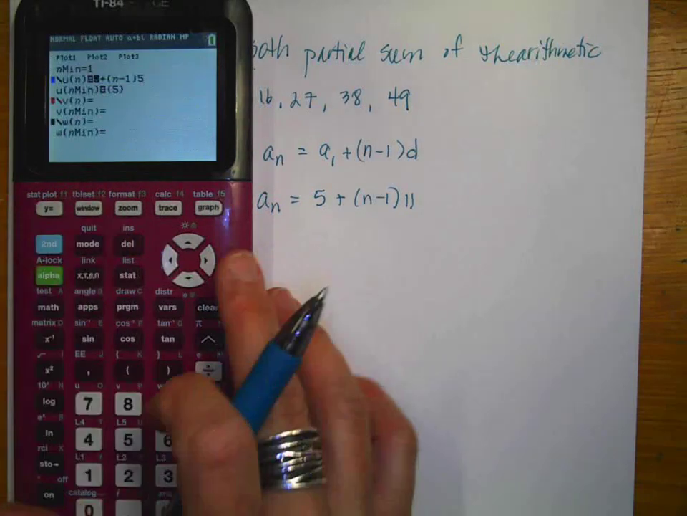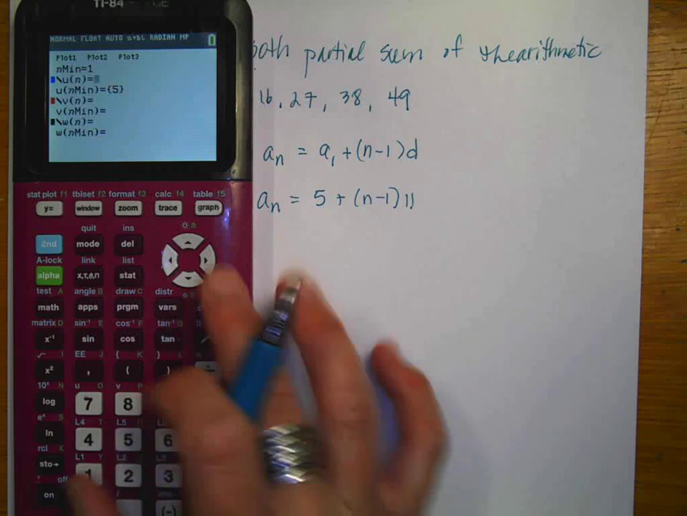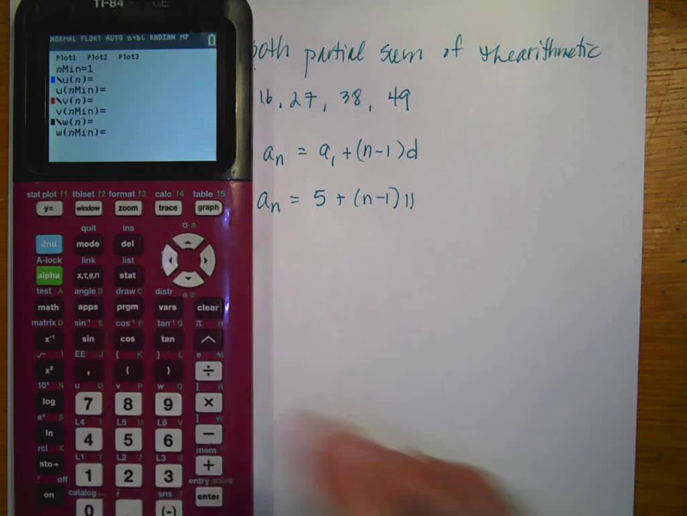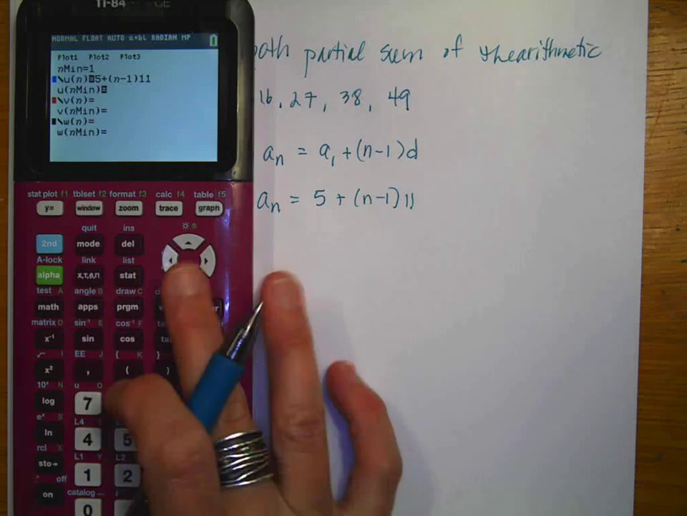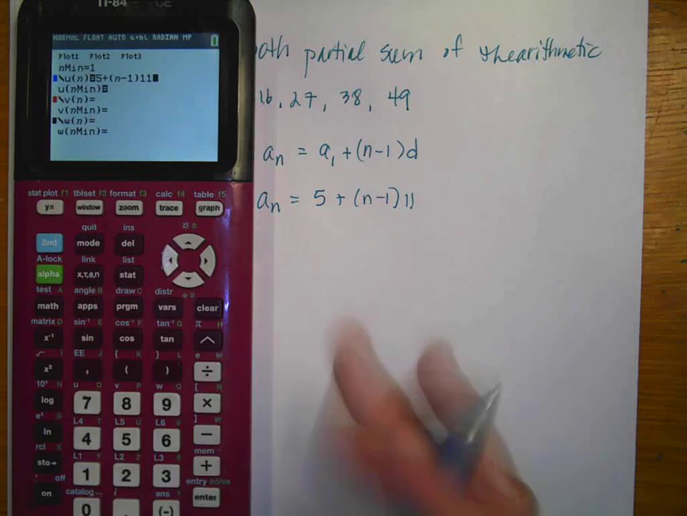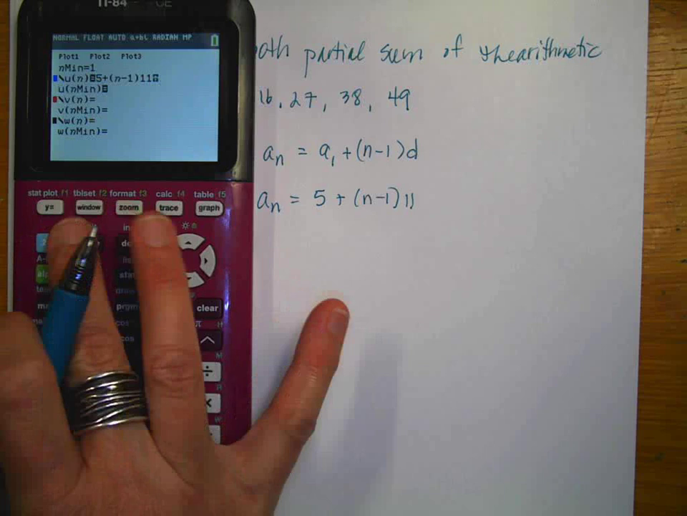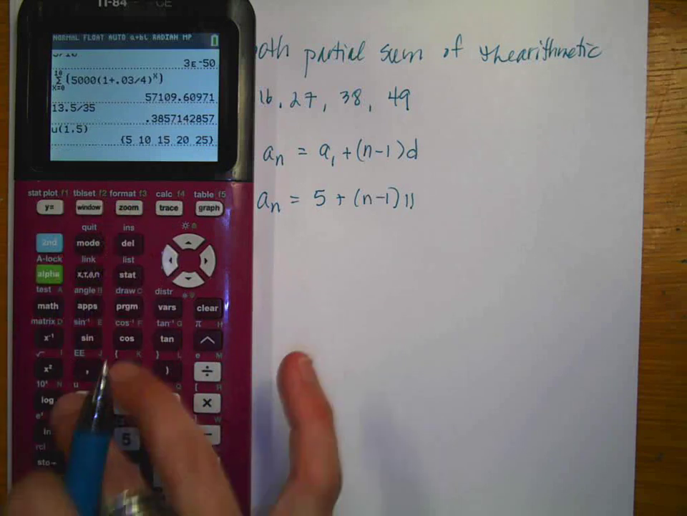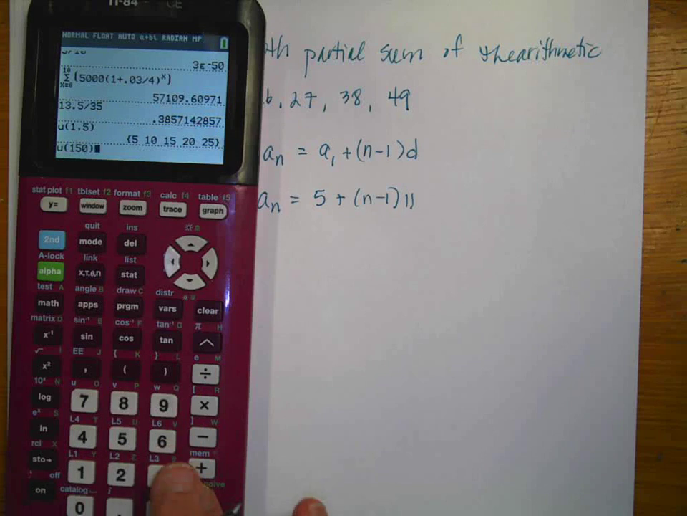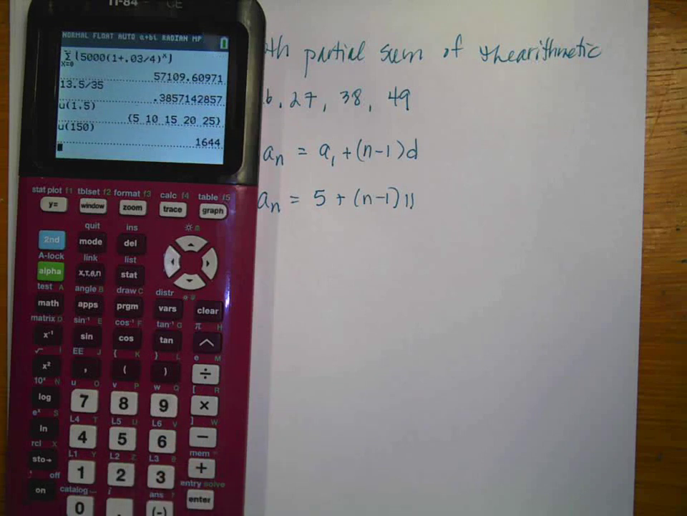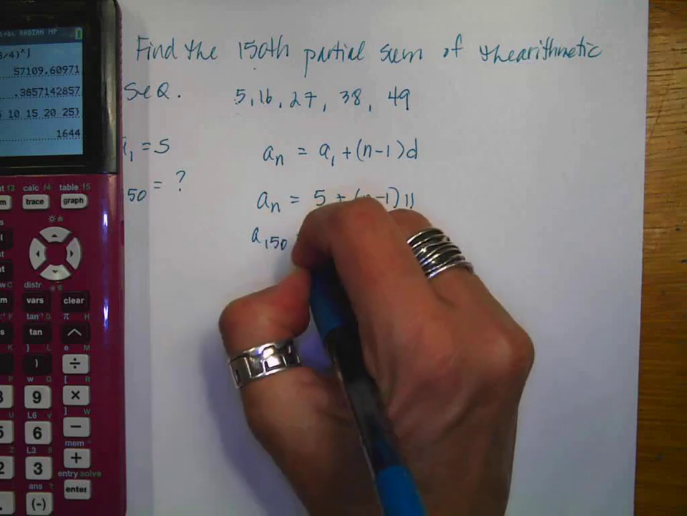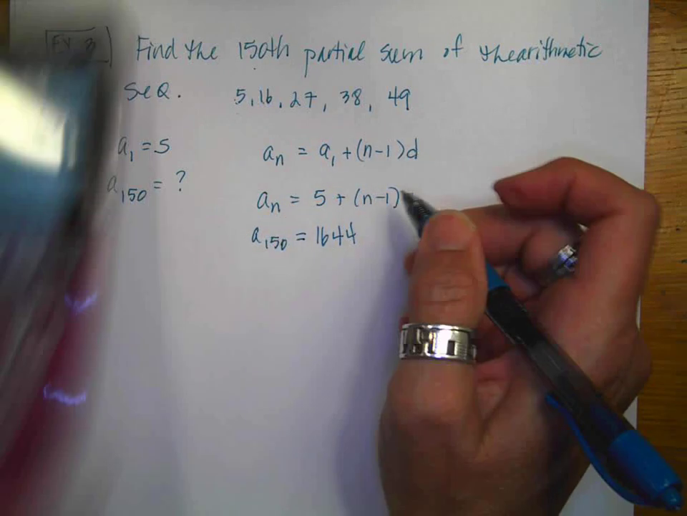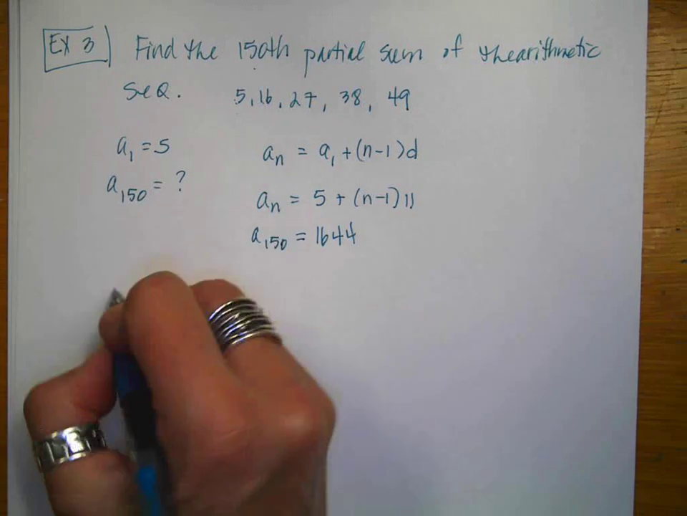So what I'm going to do to find that term is I'm going to my sequence mode, and I'm going to put in my sequence, and I'm going to clear that guy so I don't forget, and I'm going to push 5 plus n minus 1 times 11, and then I'm not even going to put in my first term because technically it's already included in the equation. I'm going to quit, and I'm going to do second u, and I need the 150th term. The calculator's going to think, and then it's going to tell me that that 150th term is 1644. Yay, calculators. So a sub 150 is going to be 1644.